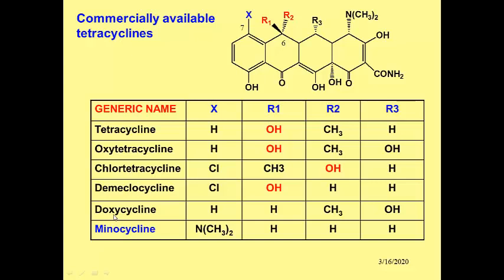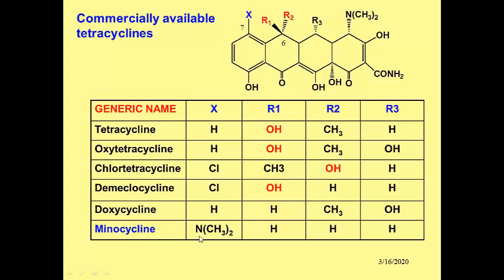Doxycycline has no OH at C6, only H and CH3. So the most commonly used oral tetracycline is doxycycline, used for acne, for Vibrio cholerae, and so on. Minocycline is orally active, has no OH at C6, but contains dimethylamino at carbon number 7.